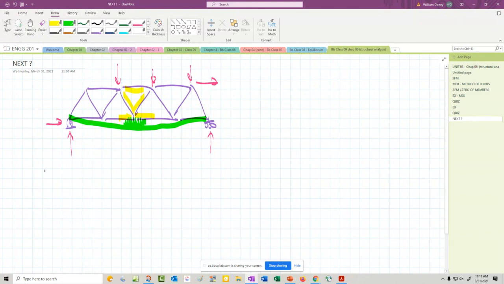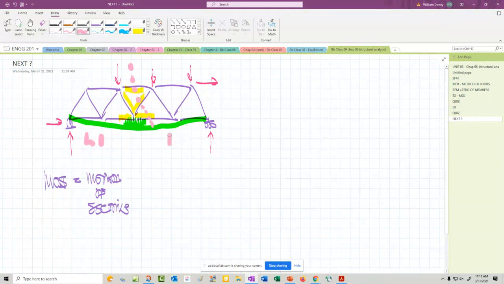So next time we're going to look at MOS, which is method of sections. This allows us basically to put a big cut down through the middle, and we're going to section this off into a left section and a right section based on that cut line. And then we're just going to treat each as its own little structure and solve it that way, because now when we cut those members, they become external loads because they're now exposed.